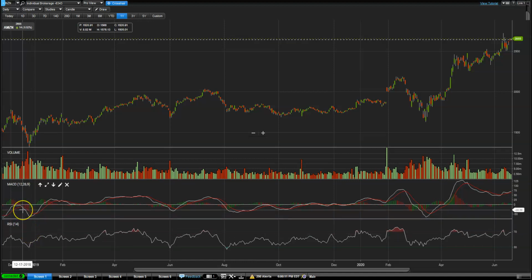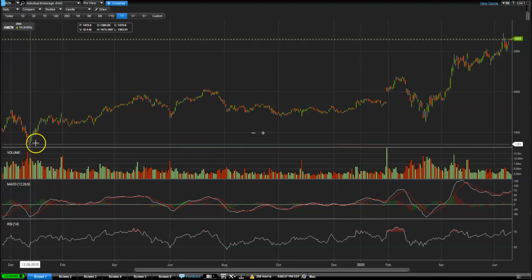So if you tried to trade just based off of MACD and said your entry was here whenever your white line crossed your red, and then your sell would be right here whenever it goes back below your red.